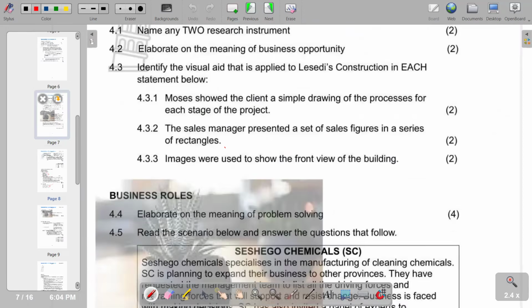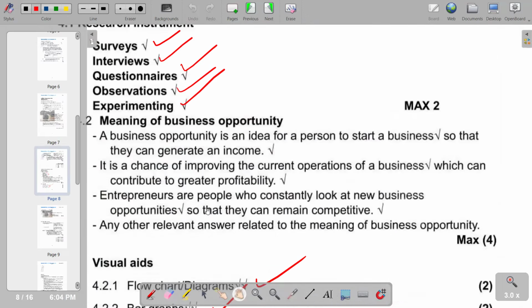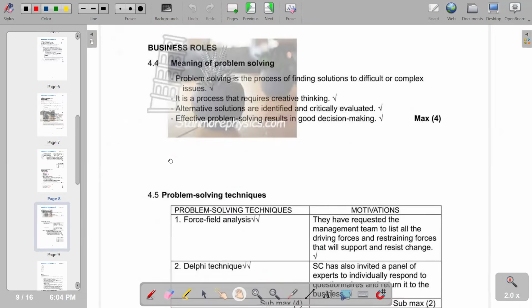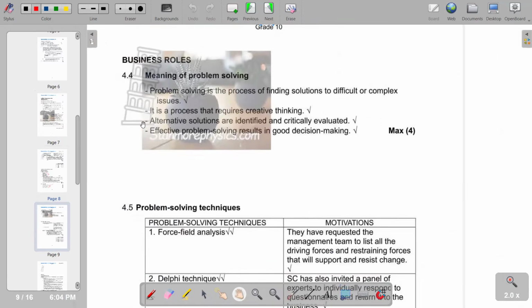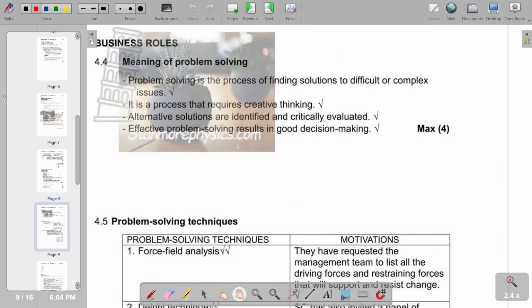And moving on to the next part of our question, which is our business roles. The first question under business roles is: elaborate on the meaning of problem solving. So we need to come up with the meaning of problem solving. Problem solving is the process of finding solutions to difficult or complex issues. It is also a process that requires creative thinking. Alternative solutions are identified and critically evaluated. So that is what we have in terms of the meaning of problem solving.